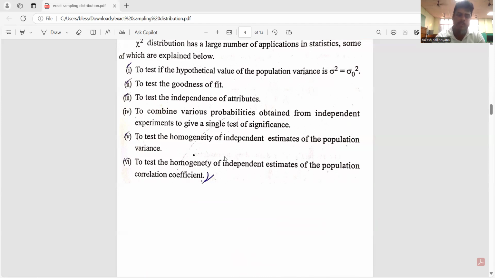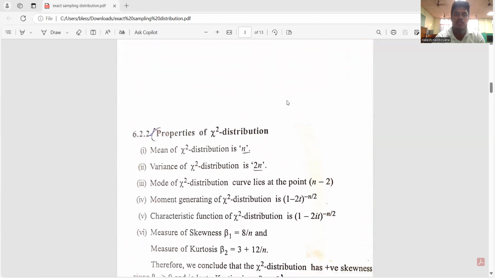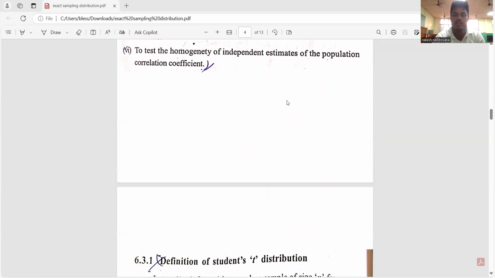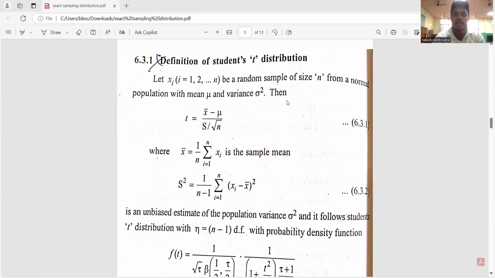So many vast applications are developed by the chi-square distribution. So chi-square distribution plays a vital role in the exact sampling distribution. And another important distribution is the student T distribution.